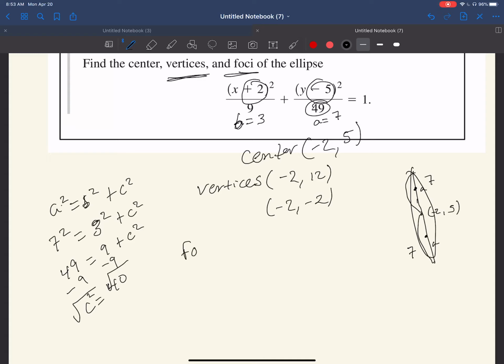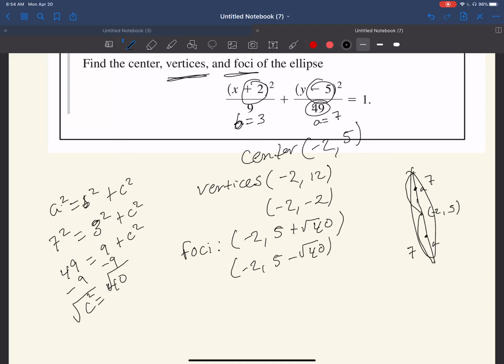So to find the foci, the -2 will not change, but the y value will. So it'll be 5 plus the square root of 40, and then negative 2, 5 minus the square root of 40. You can convert it to a decimal if you want, and then you will see that it's actually between the 5 and the 12, and the 5 and the negative 2. So again, that's pretty easy.